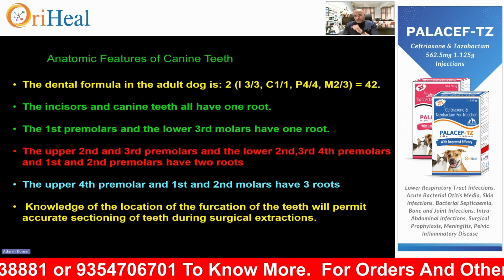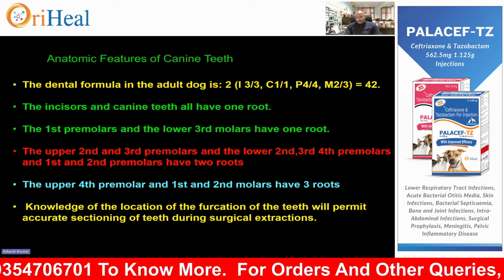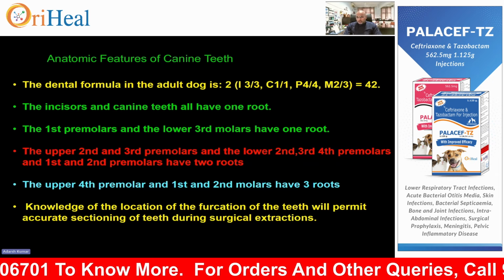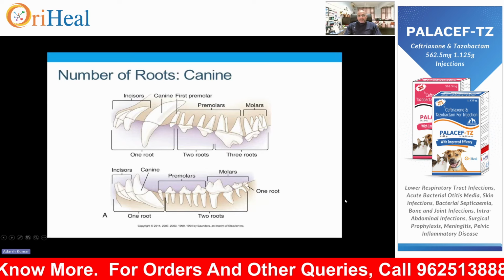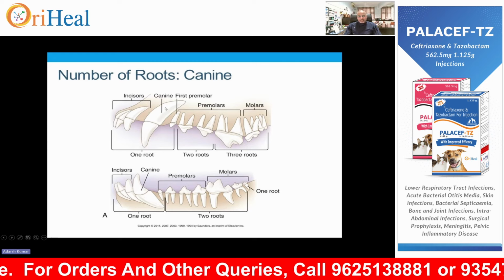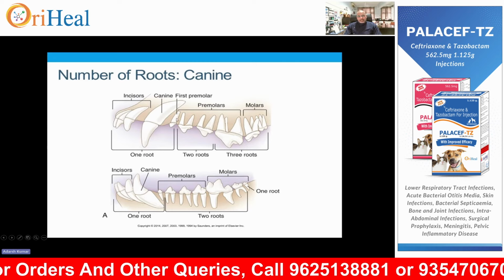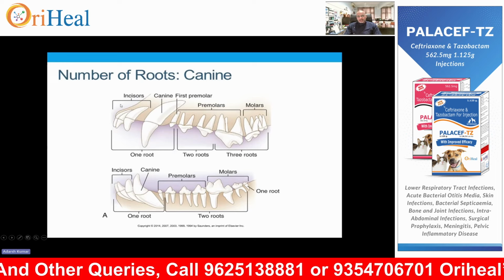Okay, now how to remember that? Even I don't remember it now. Okay, how to remember that? Keep this picture pasted on your wall. Incisors and the canine, one root. I'm talking about the upper jaw here, in the canines, right? So all have one root.